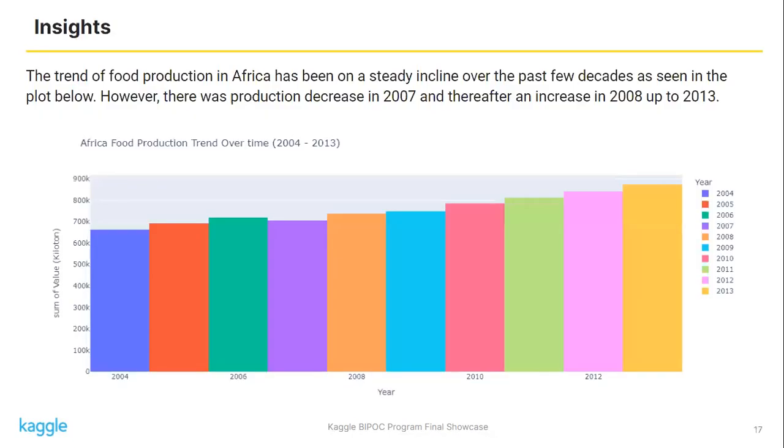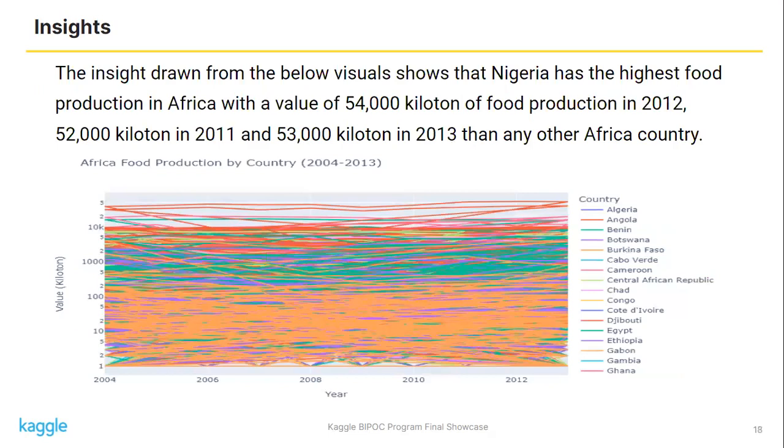Insights. These are the various insights that were drawn from the data set. The trend of food production in Africa has been on a steady incline over the past few decades, as seen in the plots below. However, there was a production decrease in 2007 and thereafter an increase in 2008 up to 2013.